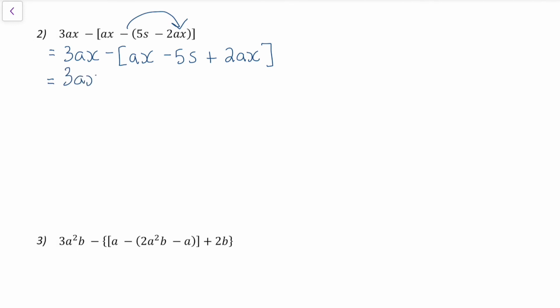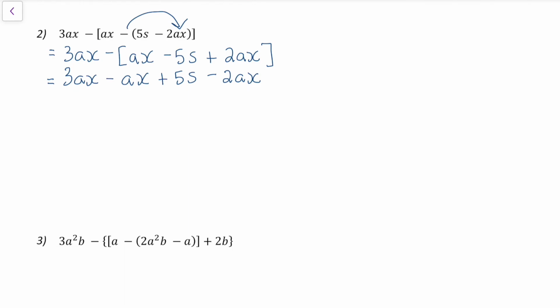Negative 1 times ax is negative ax. Negative 1 times negative 5s is plus 5s. And negative 1 times positive 2ax is negative 2ax. So now I've expanded all of my brackets, and I'm going to collect my like terms.